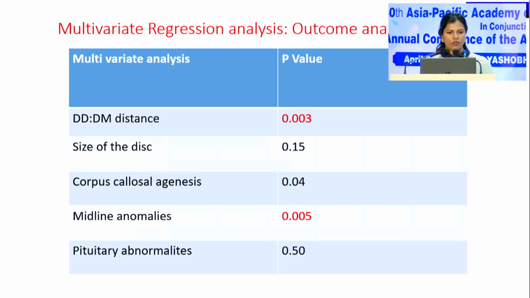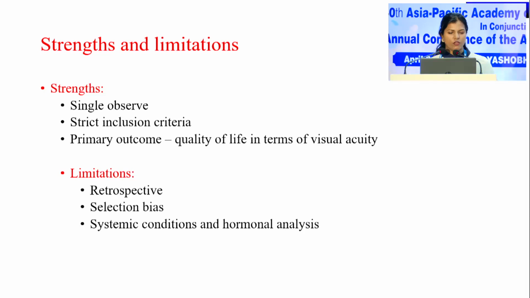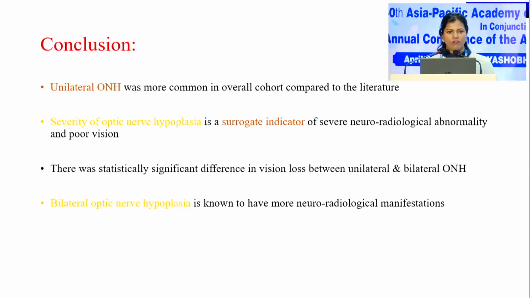Multiple regression analysis showed that there was a significant relation between the disc distance and midline anomalies with severe vision loss. The strength of the study was a single observer, and it being retrospective was the main limitation of the study. We found that unilateral optic nerve hypoplasia was more common.